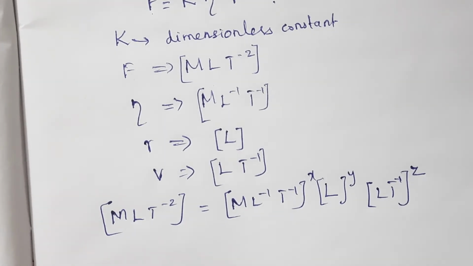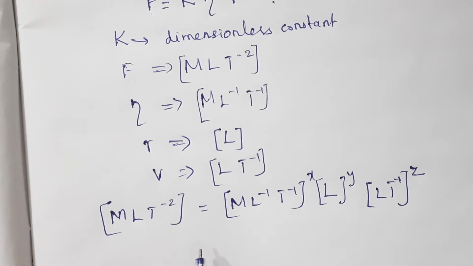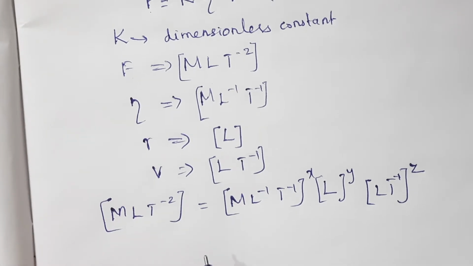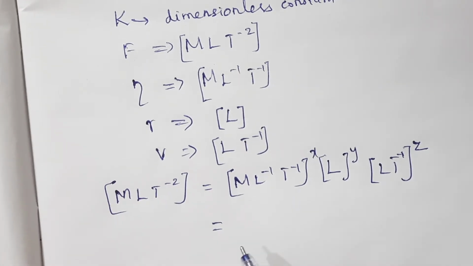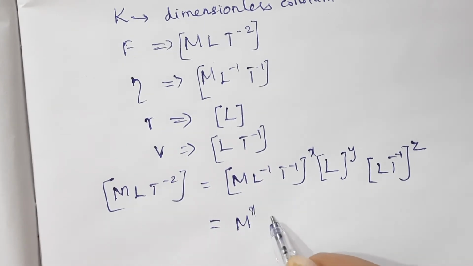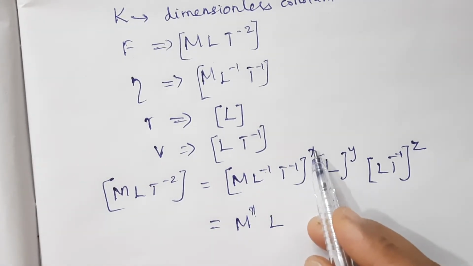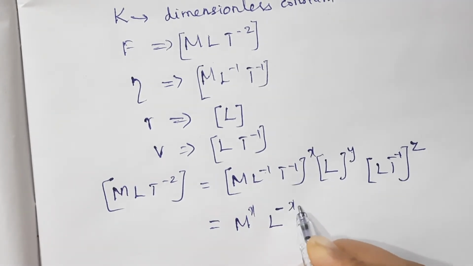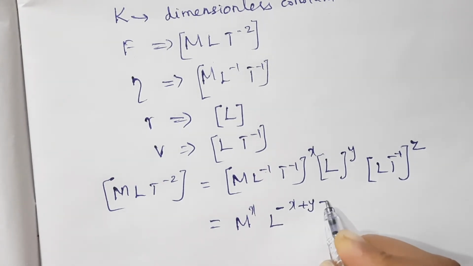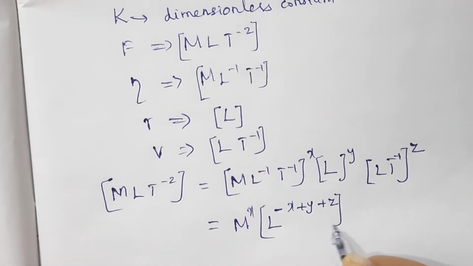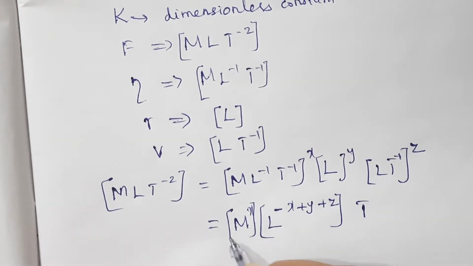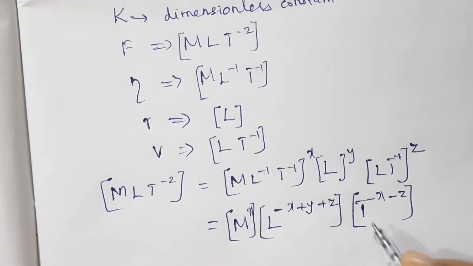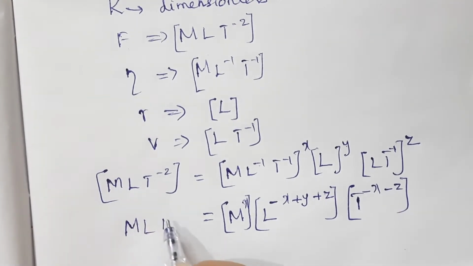Now compare the powers of M, L, T on both sides. We can solve the x value, y value and z value. So before that we can write M power x, L power minus 1 into x, that is minus x, and y is there and z is there. So L power minus x plus y plus z. Then T power minus x minus z. So M L T raised to minus 2.